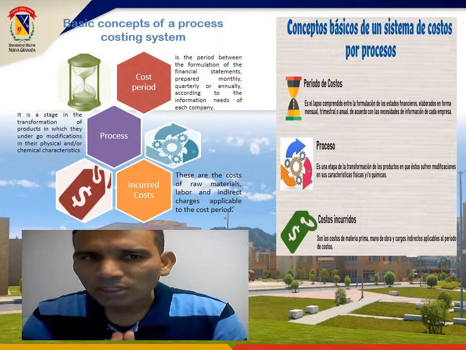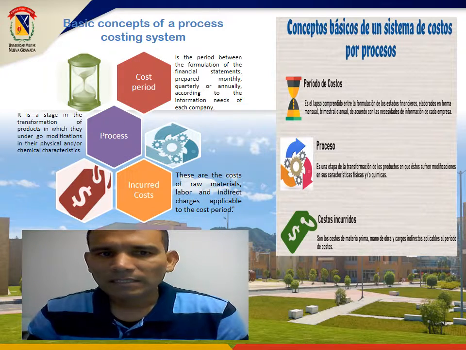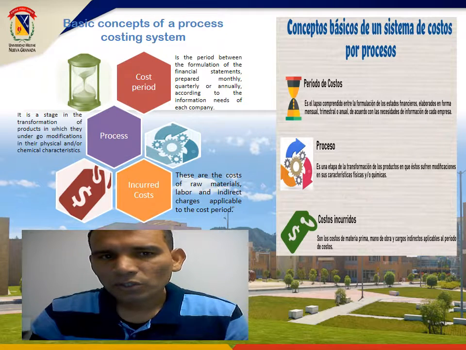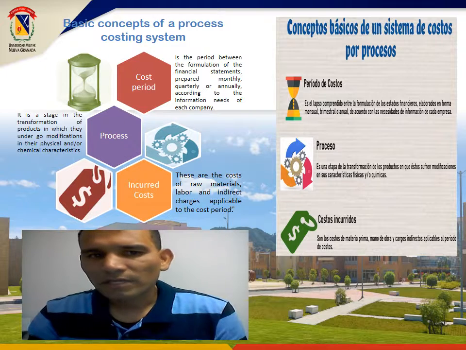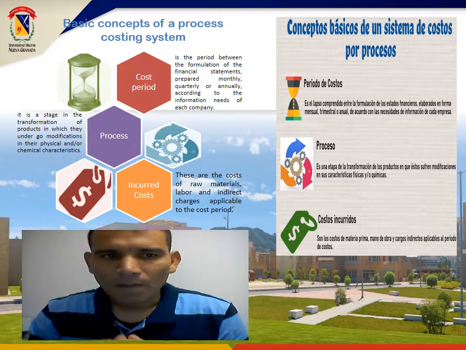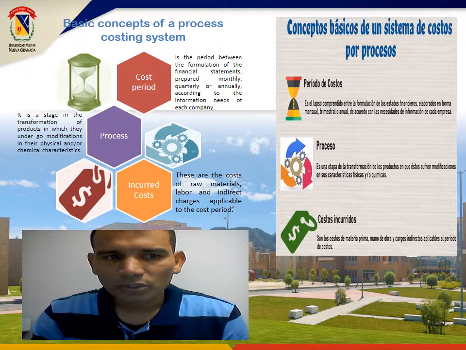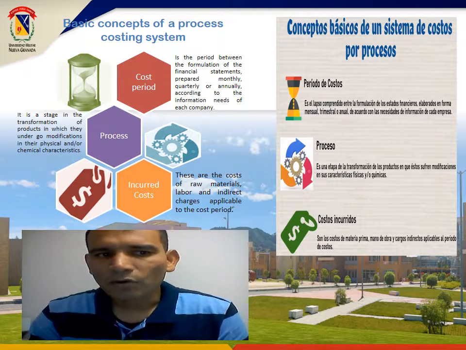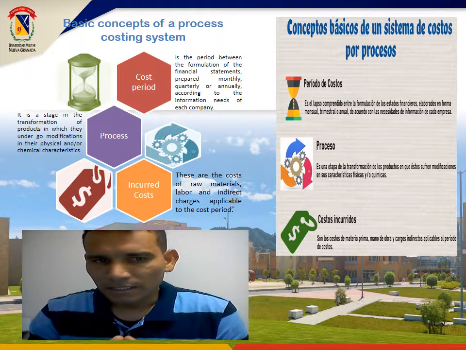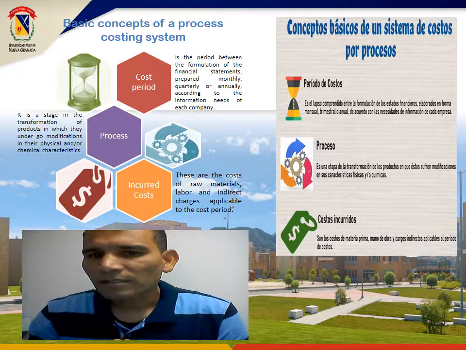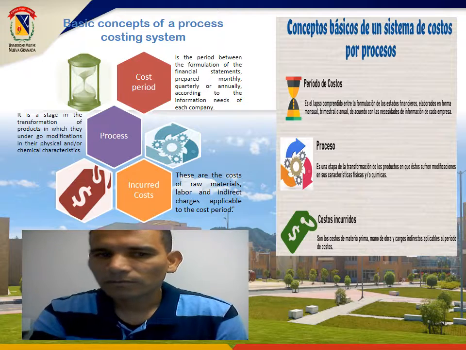Basic concepts of a process costing system. Cost period is the period between the formulation of the financial statements: monthly, quarterly, or annually. Process: it is a stage in the transformation of products' physical and or chemical characteristics. Incurred costs. These are the costs of raw materials, labor and indirect charges applied to the period.